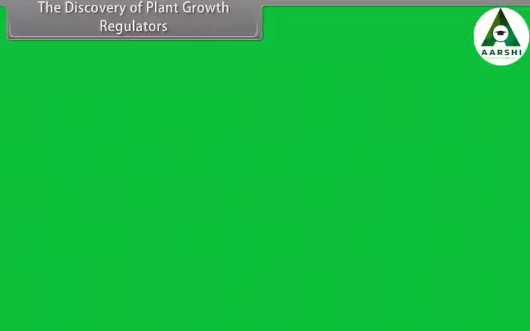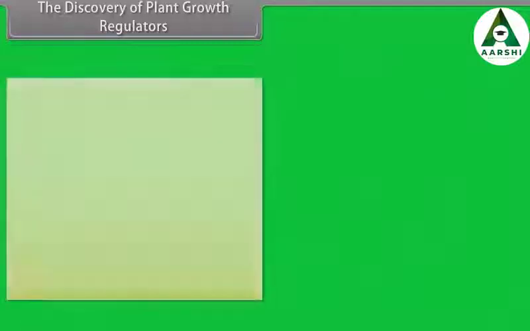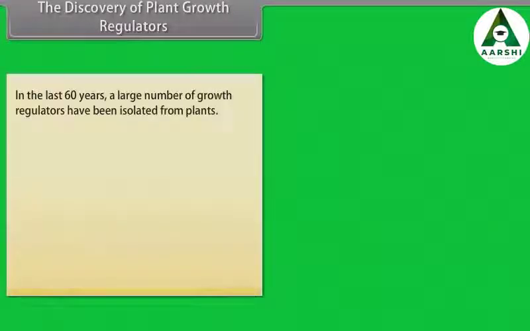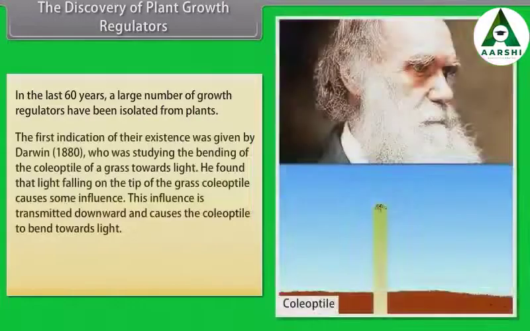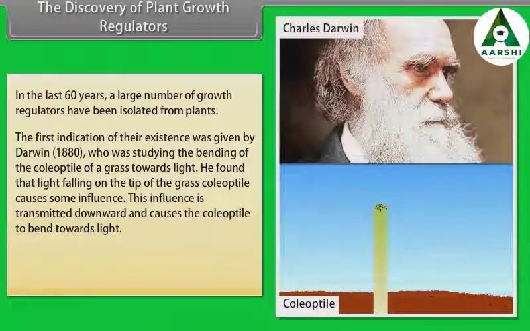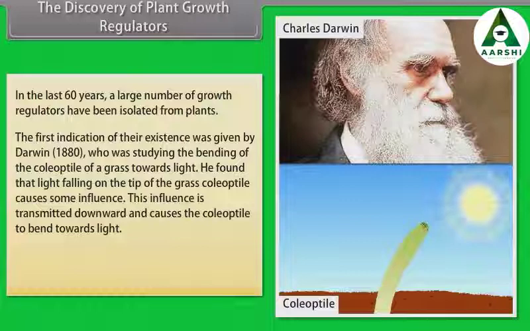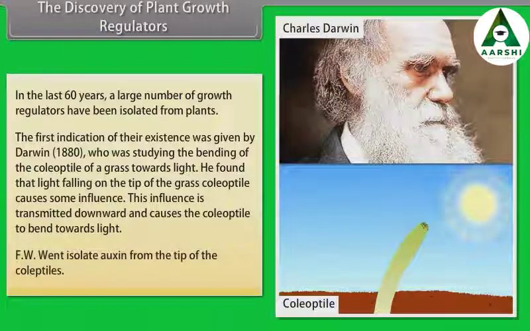The discovery of plant growth regulators. In the last 60 years, a large number of growth regulators have been isolated from plants. The first indication of their existence was given by Darwin in 1880, who was studying the bending of the coleoptile of a grass towards light. He found that light falling on the tip of the grass coleoptile causes some influence. This influence is transmitted downward and causes the coleoptile to bend towards light. F.W. Went isolated auxin from the tip of the coleoptiles.